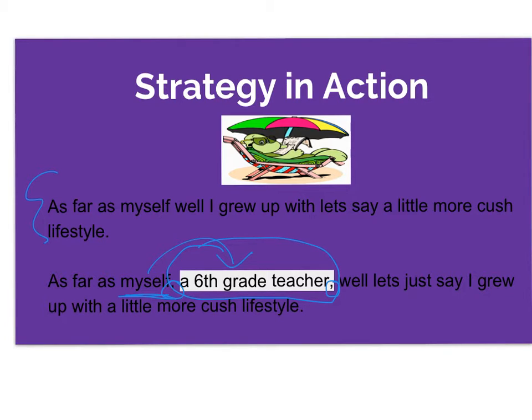I'm like, oh, this lady's a 6th grade teacher. Very interesting. But in my other sentence, it just said, as far as myself, well, I grew up with, let's say, a little more cush lifestyle. And I know from my writing, and if you go back and look at my writing, I hadn't really mentioned who I was, what I did, or anything like that. So I took a time out and asked myself those 4 questions and decided I needed to change this sentence by adding a right in the middle description of myself.